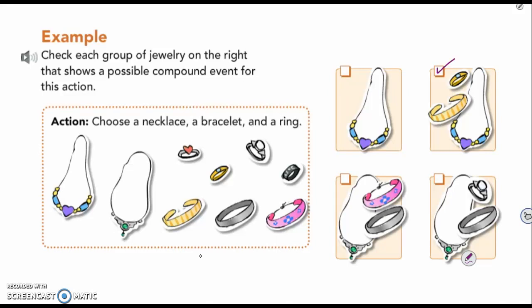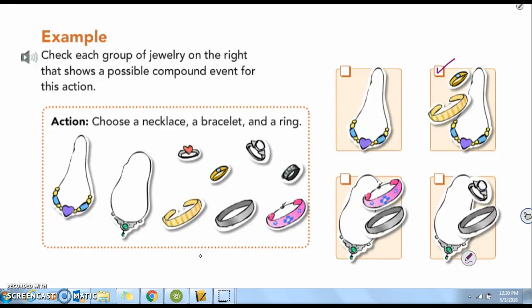So it could be this one, showing a necklace, a bracelet, and a ring. Or it could be this one, showing a necklace, bracelet, and a ring. Our first example here shows 1 step. It only shows choosing a necklace. Though this one has 3 steps, this one shows that you're choosing a necklace and 2 bracelets.